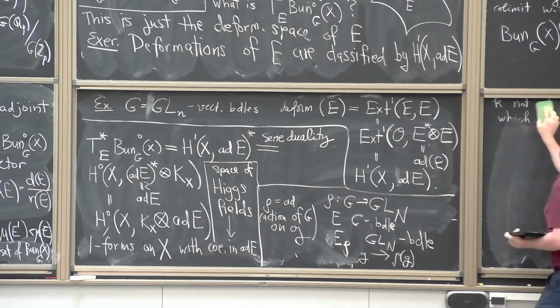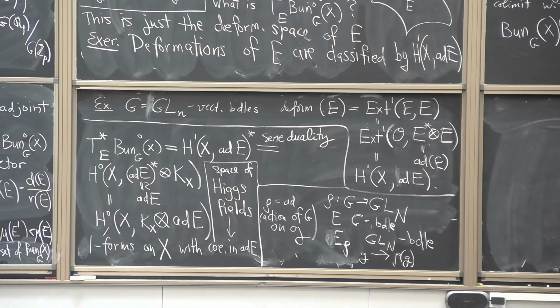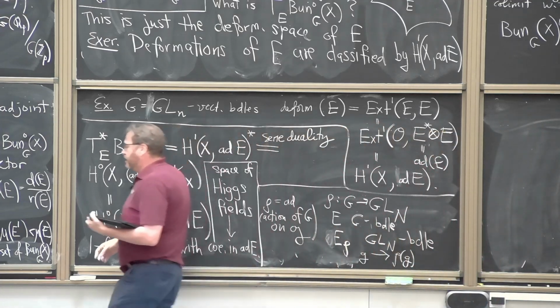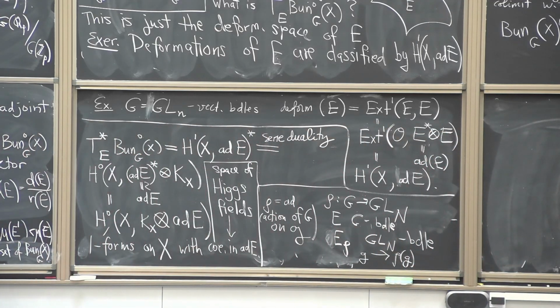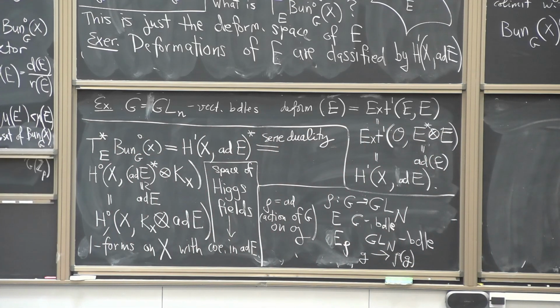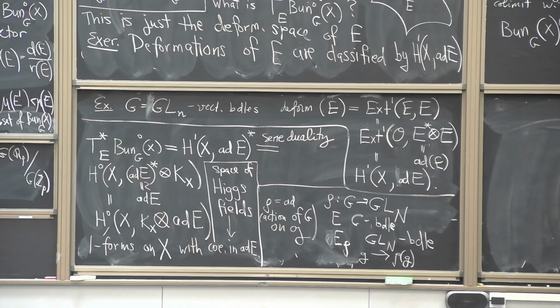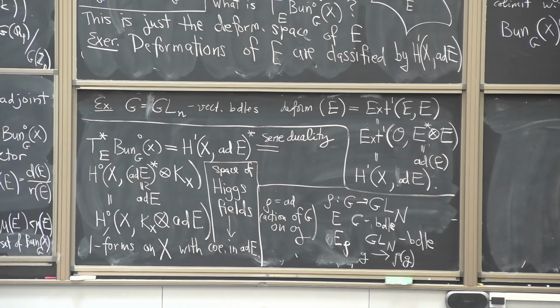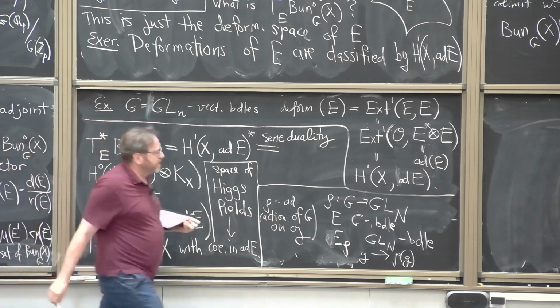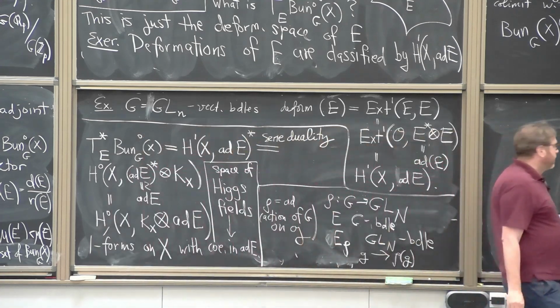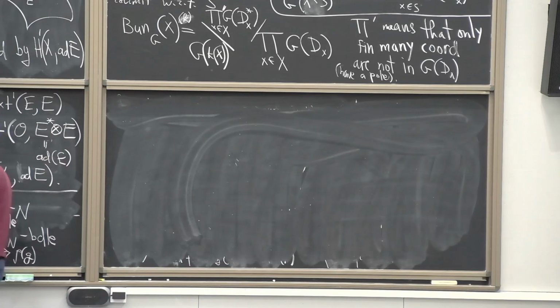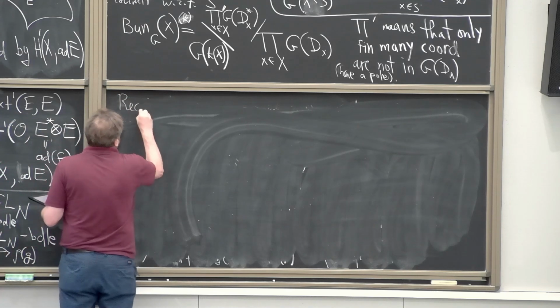And so now I'm ready to define the Hitchin integrable system. For this purpose, I first need to recall something about Lie algebras, because adjoint of E is valued in the adjoint representation, which is the Lie algebra G. So, recollection about Lie algebras.